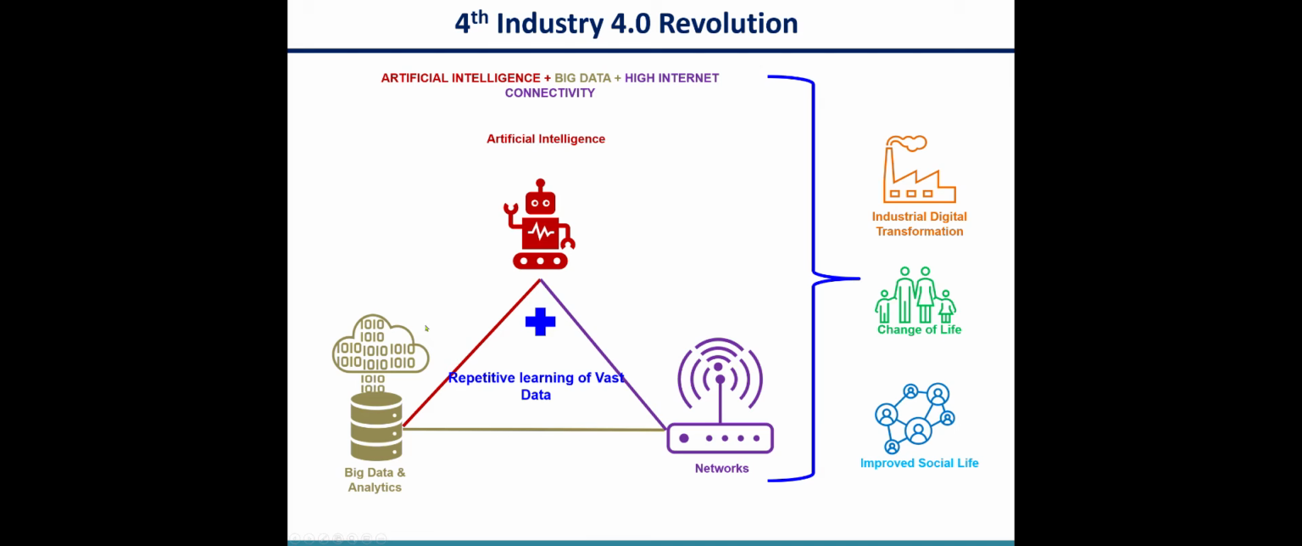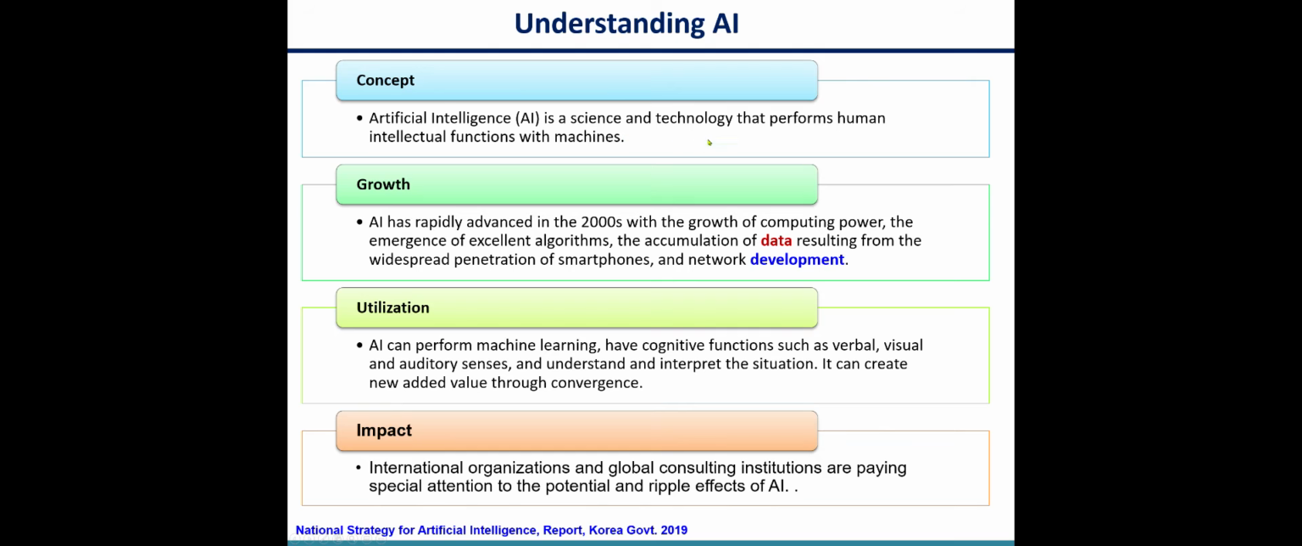Before going into more depth on AI, let's get some understanding of it. What is artificial intelligence? The concept of AI is the science and technology that performs human intellectual functions with a machine. Its growth advanced rapidly in the 2000s with the growth of computing power, the emergence of excellent algorithms, and the accumulation of data from widespread penetration. So you can see there are two things: data and development.